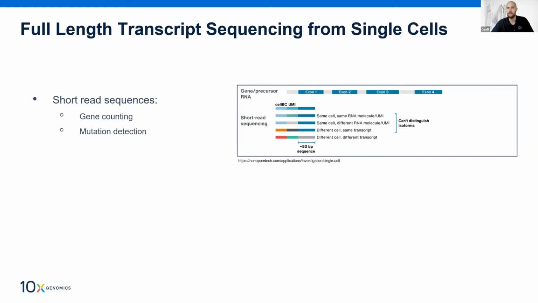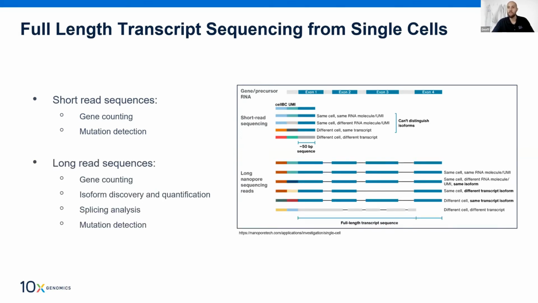transcripts from single cells. Traditionally, our single-cell products have been configured to work with short-read sequences, and as shown in the figure here to the right, that means you're only sequencing the first 50 or so bases of any transcript. This information enables you to perform gene counting and even some mutation detection, both of which being transformative for the world of single-cell gene expression measurements. However, what you've really done in this scenario is compressed all the information about any given RNA transcript down into just a gene count.